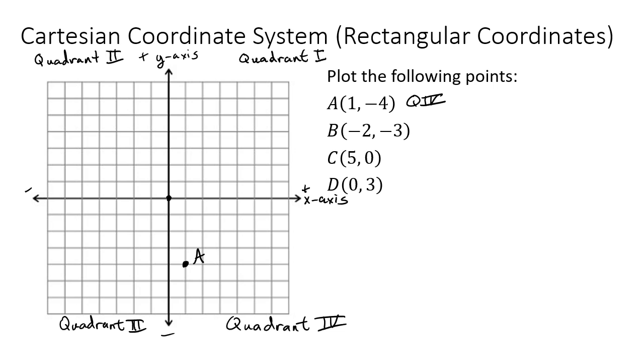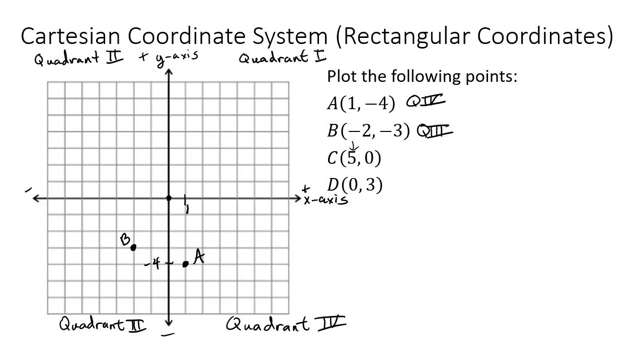Now, oftentimes you'll see labels for important points on the axes themselves. For example, you might see a label of 1 here and a label of negative 4 here, which can allow you to more easily locate locations in the xy plane. If we take a look at point B, negative 2, negative 3, the negative 2 tells us we go 2 to the left in the negative x direction, and then 3 down in the negative y direction. So B would be located here, which would place it in quadrant 3.